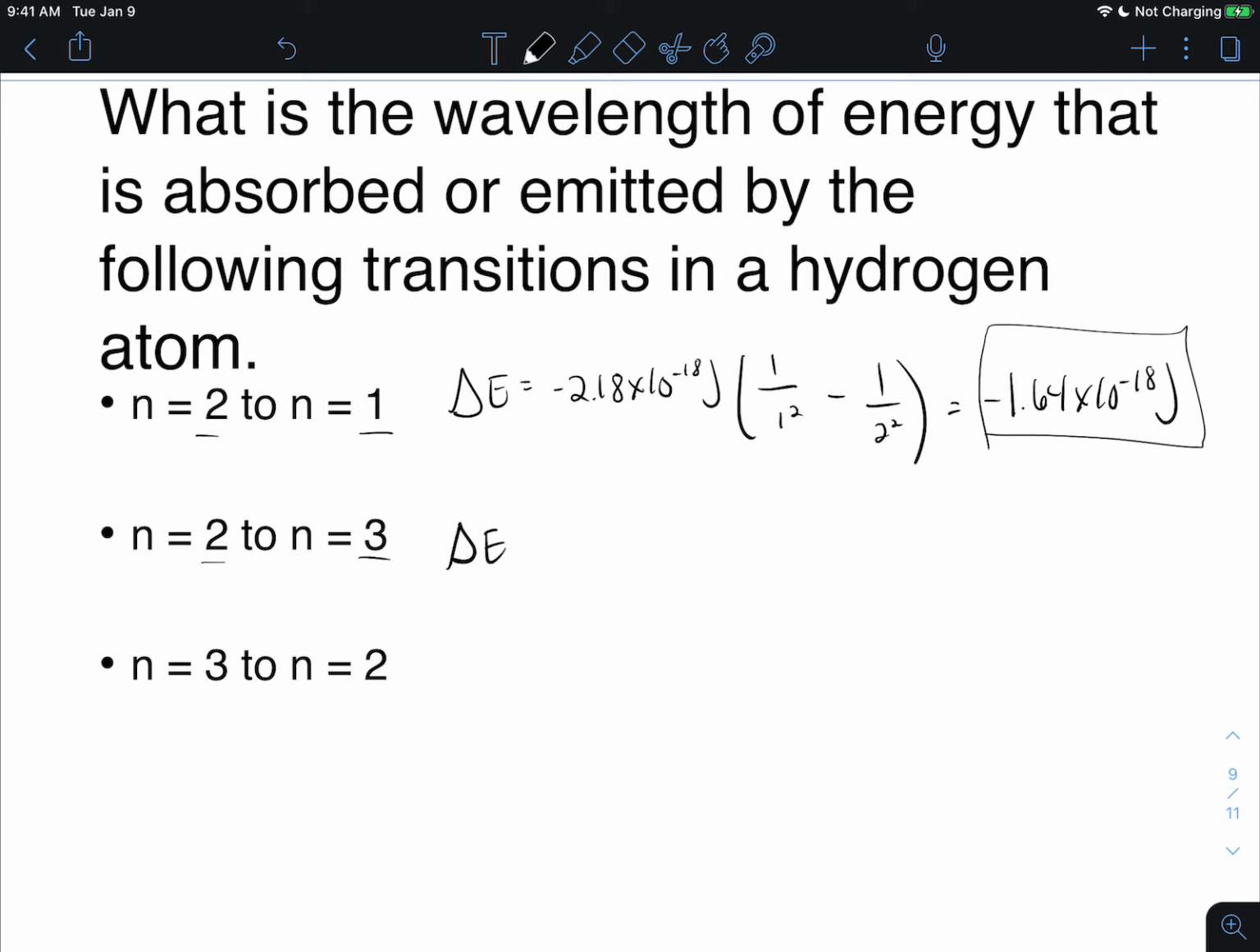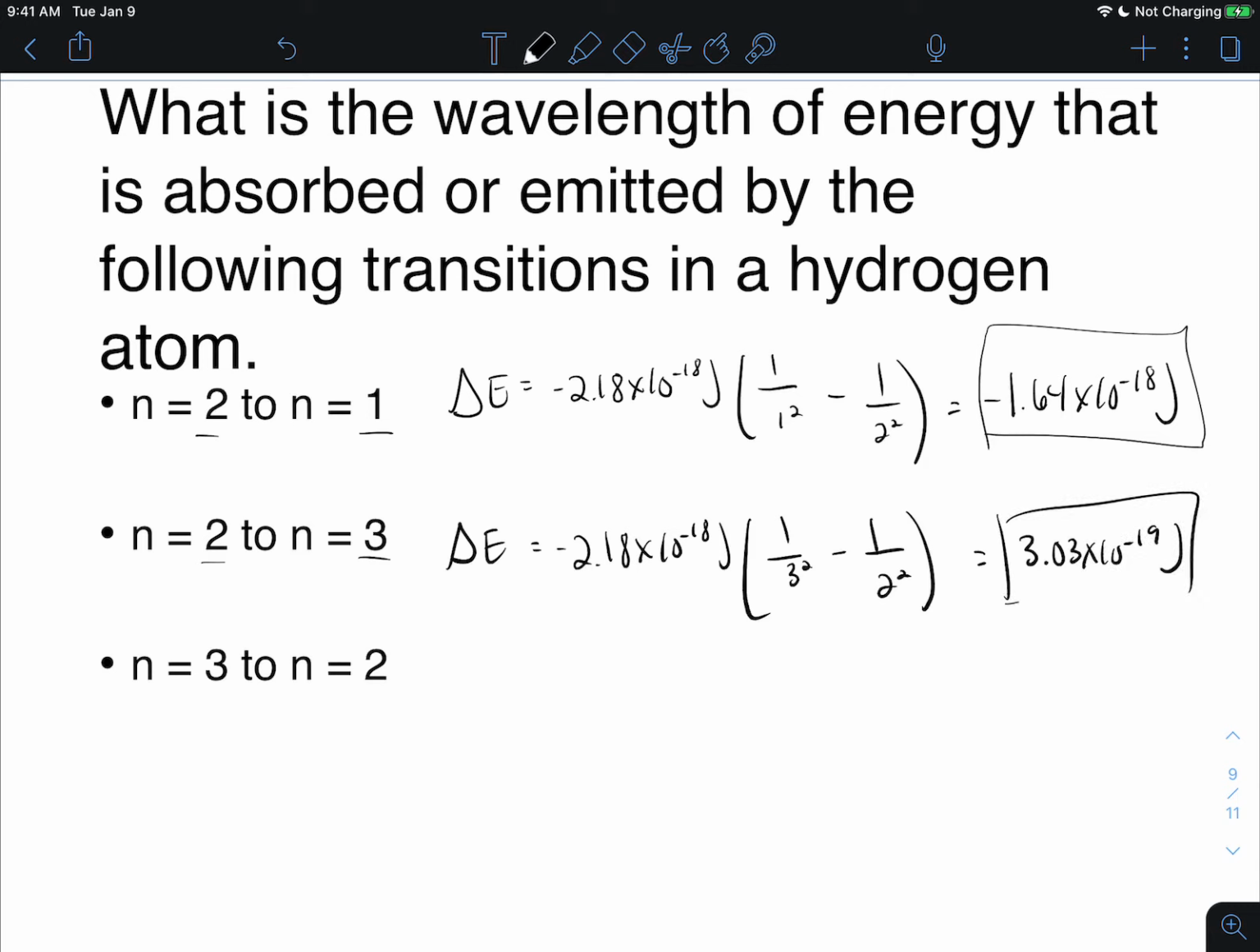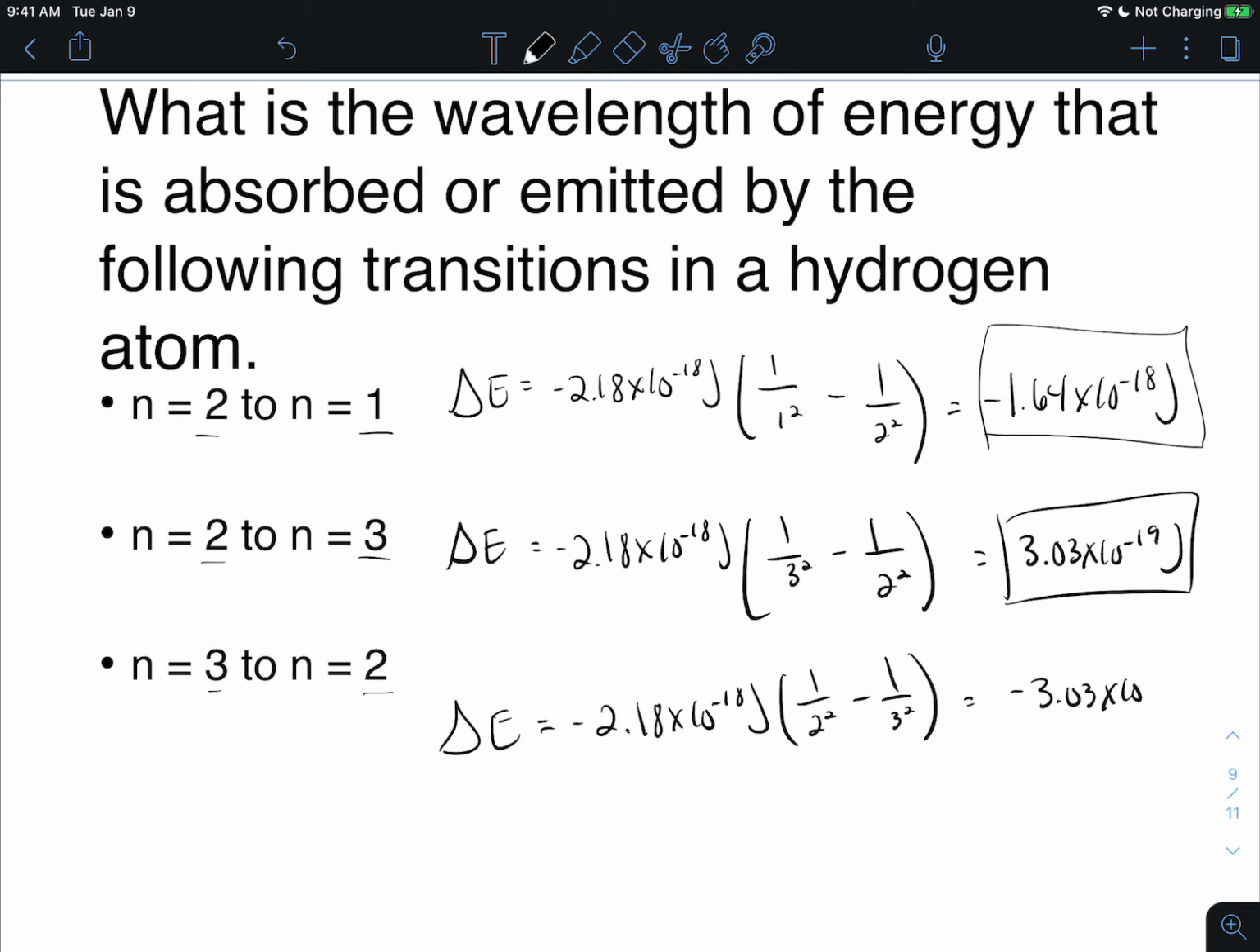So let's do this. Delta E is equal to negative 2.18 times 10 to the negative 18 joules, 1 over 3 squared minus 1 over 2 squared gives us a value of 3.03 times 10 to the negative 19 joules. And that's what we get, a positive value. So we see that this is an absorption process. And then if we do the opposite, delta E is equal to negative 2.18 times 10 to the negative 18 joules, 1 over 2 squared minus 1 over 3 squared. We get a negative 3.03 times 10 to the negative 19 joules, which should be expected.